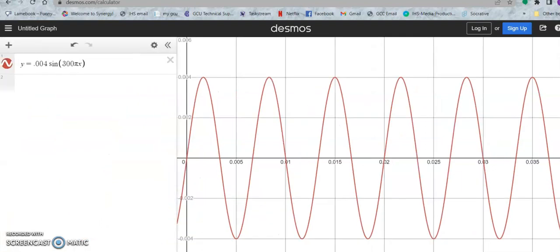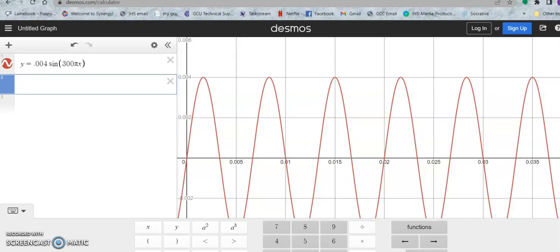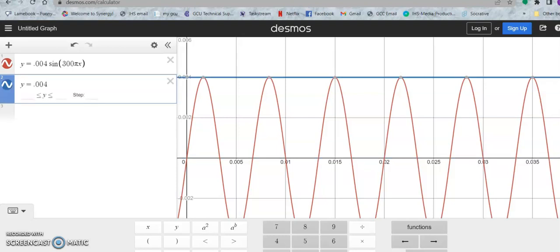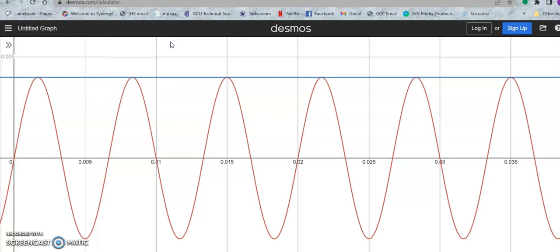So what I'm going to do is come back into my calculator and add another equation to graph. Even if you're not using Desmos, any graphing calculator, any graphing utility will let you add multiple equations at once. So this is going to allow me to make the line at y equals 0.004. And then you can use your calculator, however it is, to estimate these points at the top. So my x values are what I'm looking for. When is y at 0.004? When x is 0.00167. There's one of my answers.